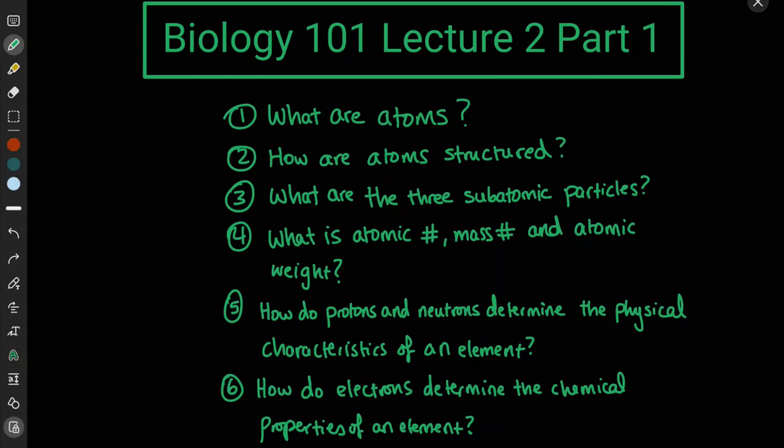This lecture, or rather part one, is all about atoms. We're going to talk about what atoms are and how they are structured. Then we'll go on to talk about the three subatomic particles found within the atom. We'll also discuss atomic numbers, mass numbers, and atomic weight. We'll talk about how protons and neutrons specifically determine the physical characteristics of an element, and we'll close off by discussing how electrons in particular determine the chemical properties of an element. So without further ado, let's get started.